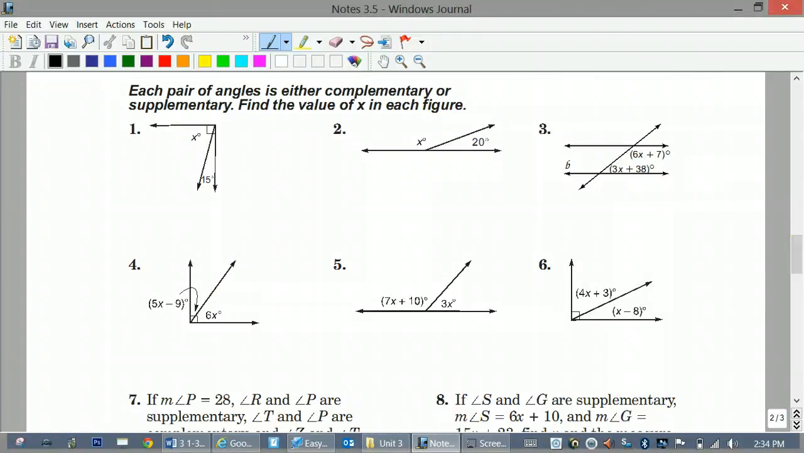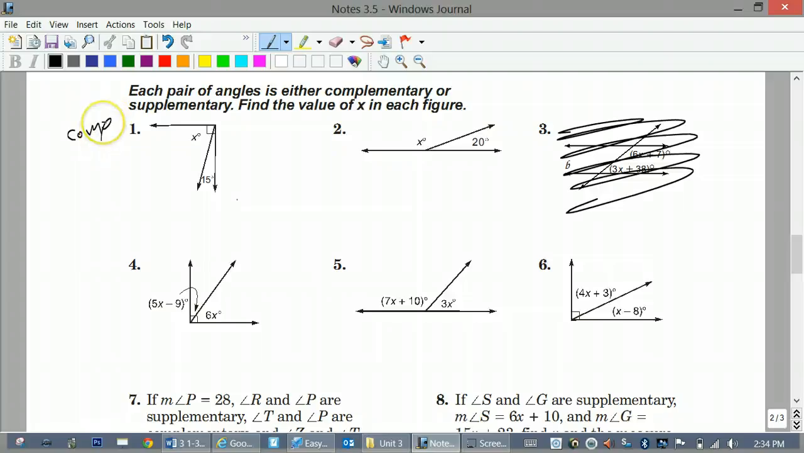Let's first take a look at these. We want to find x in each one of these diagrams. We're going to skip 3 because that's something a little different from what we want to deal with. But number 1, is that complementary or supplementary? Number 2, is it complementary or supplementary? Number 4, what's that? Number 5? Number 6? Okay, let's go back.